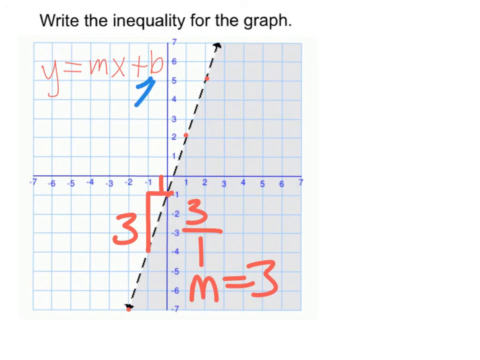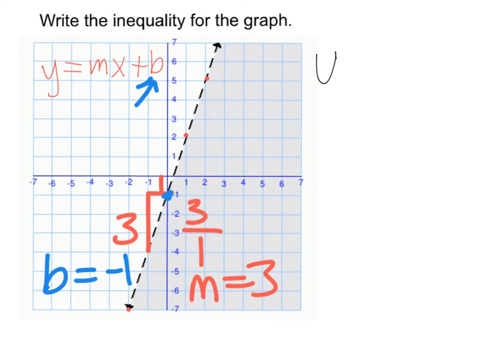Next, I need to figure out what the y-intercept is. The y-intercept is wherever our line crosses the y-axis, and it looks like it crosses it right here. So my y-intercept is at -1. And now I just need to plug these numbers in.